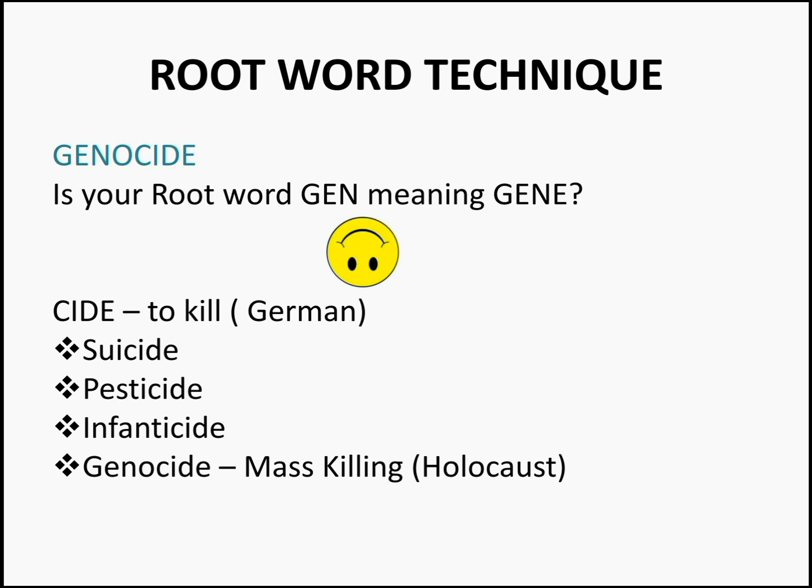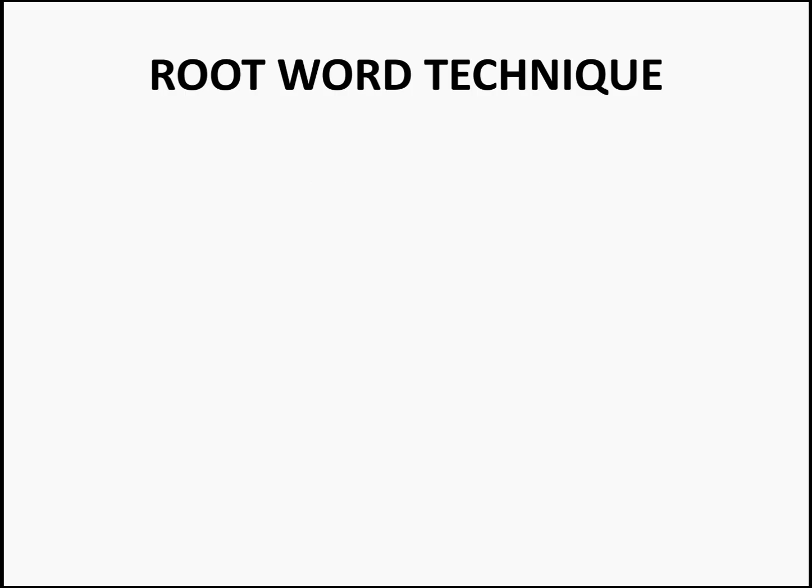A good example of mass killing can be the Holocaust, or it can be the Chernobyl disaster, or it can be the Hiroshima Nagasaki bomb blasts where a mass number of people are killed. That is the meaning of genocide. Now let's enter into the question.